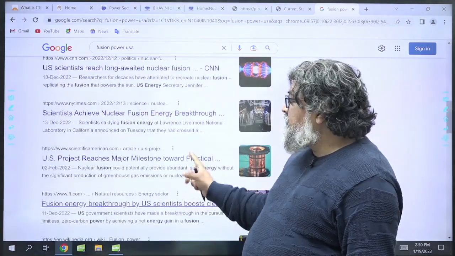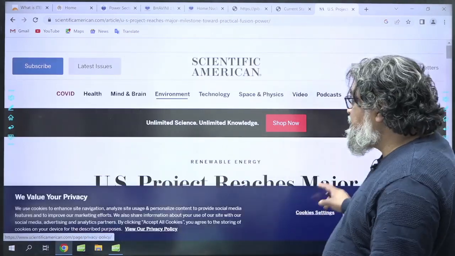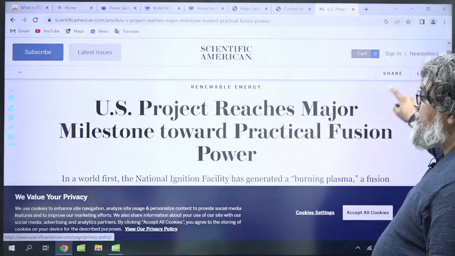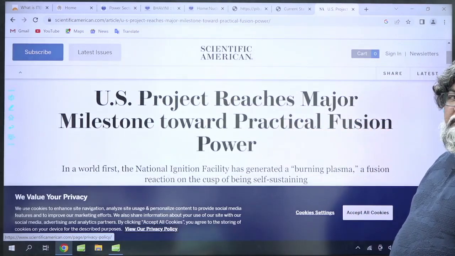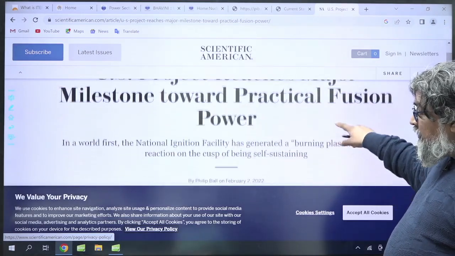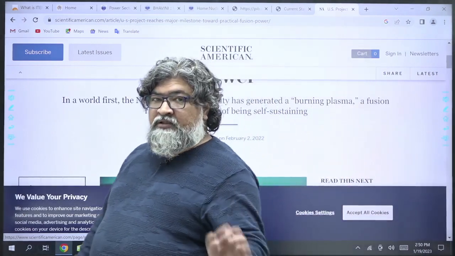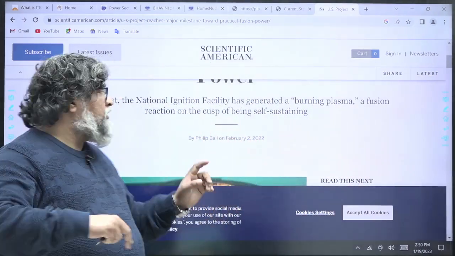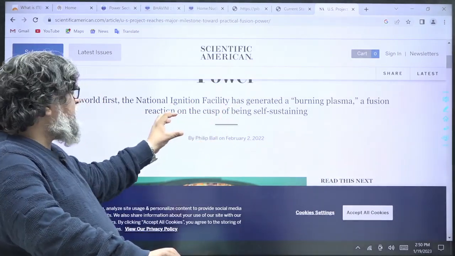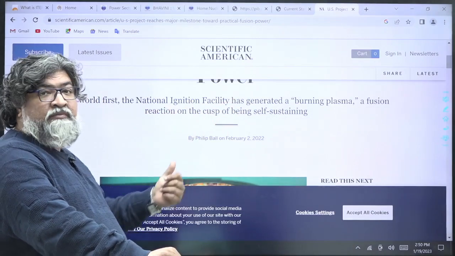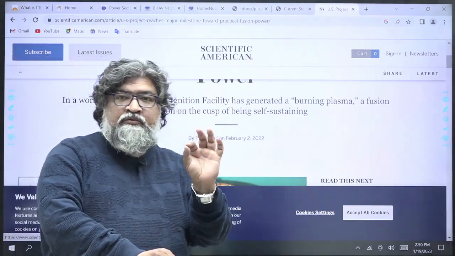Now suppose this one, I'm opening the site there. Now you see here, US project reaches major milestone towards practical fusion power. And what is said here? In a world first, the National Ignition Facility, that is in USA, NIF, has generated burning plasma, a fusion reaction on the cusp of being self-sustaining. What China developed was high temperature, but only for a few seconds.